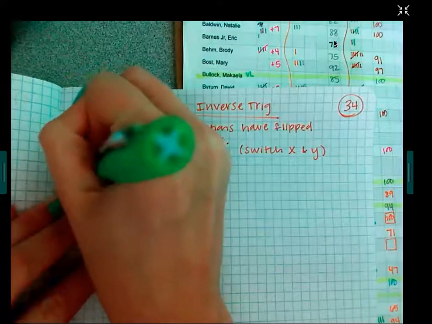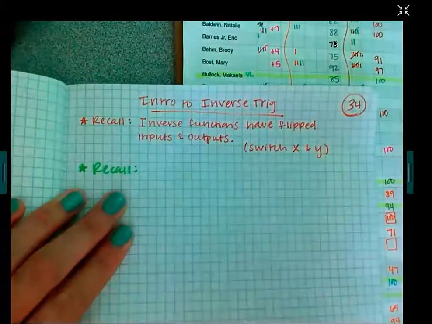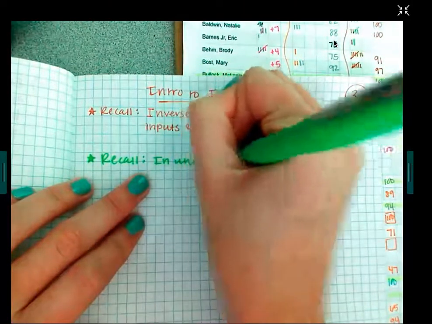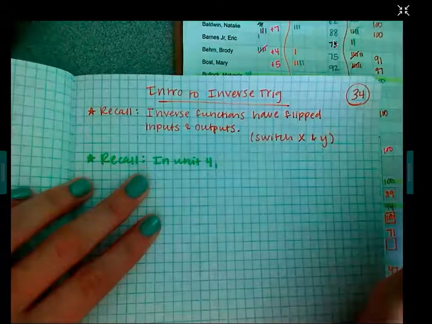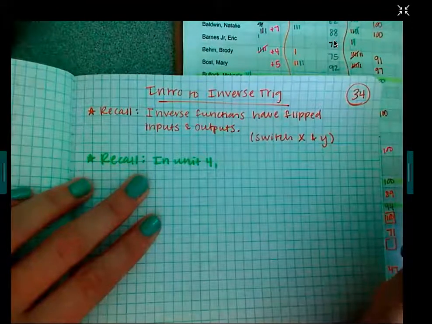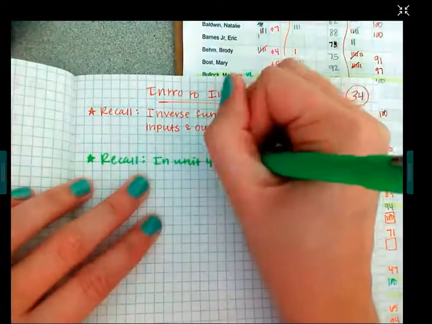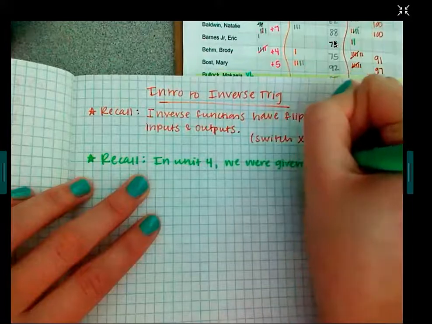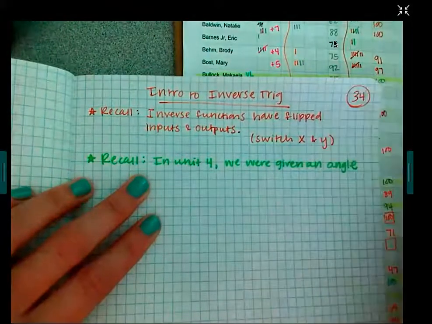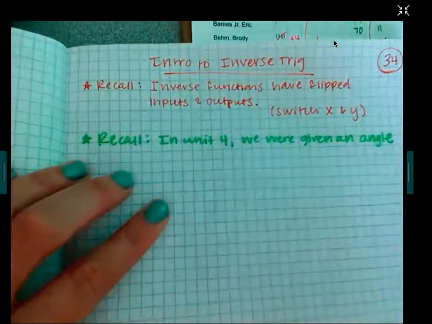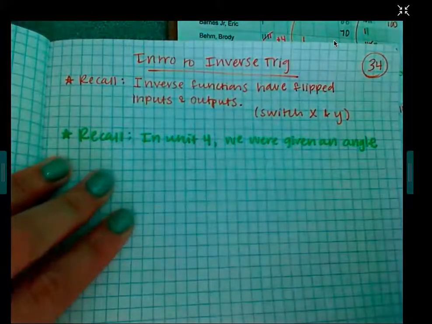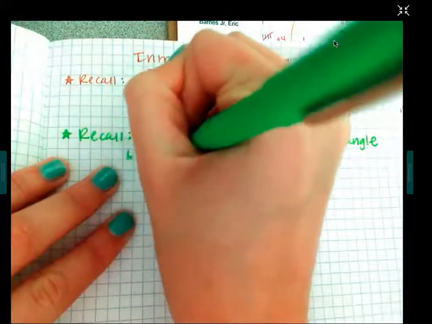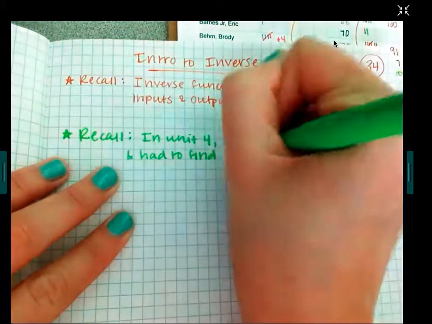So then the next thing we need to recall. In unit 4, we learned how to find trig values from angles, right? So in unit 4, we were given an angle. Chris, I'll read it to you because I forgot that the green is not easy to see. In unit 4, we were given an angle and had to find a trig value.